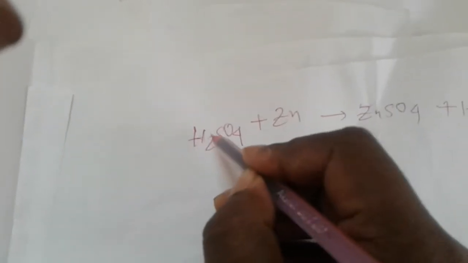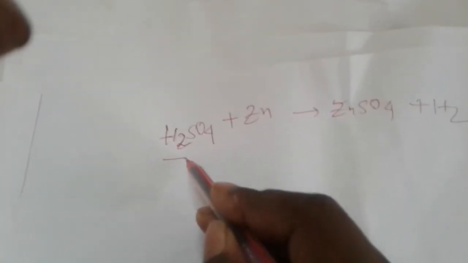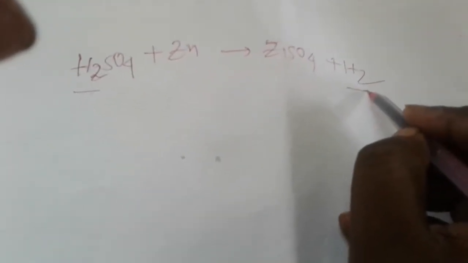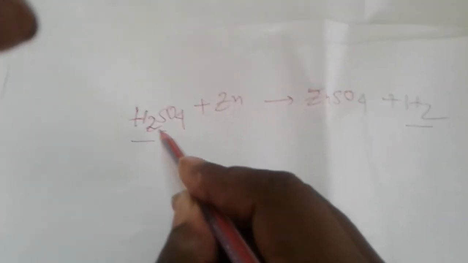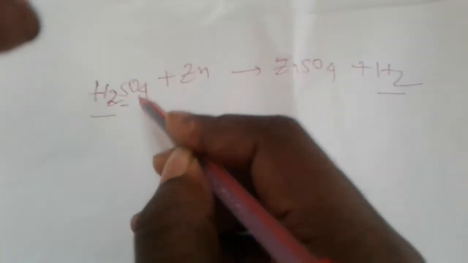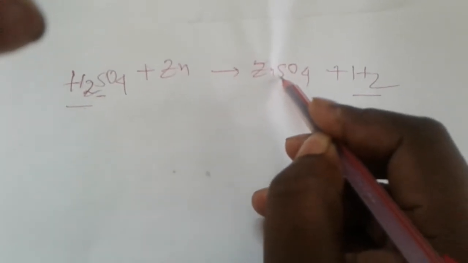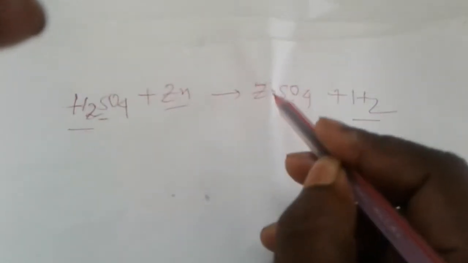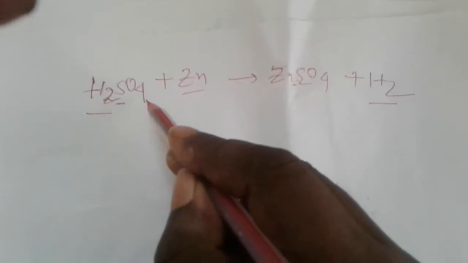Look at the reactant side. How many hydrogen atoms are there? 2 hydrogen atoms. And in the product side, how many hydrogen? 2 hydrogen. So hydrogen is balanced. Now if we consider sulfur, 1 atom is present in the reactant side, and also 1 atom in the product side. So sulfur is also balanced. Now come to zinc. Zinc is 1, and on this side also zinc 1. So zinc is also balanced. Now only oxygen is left.